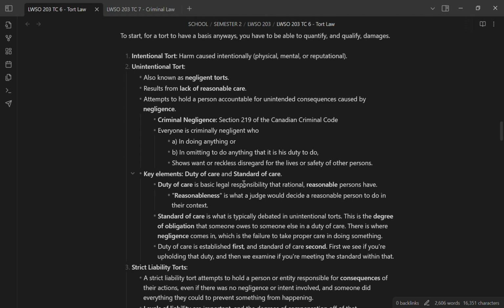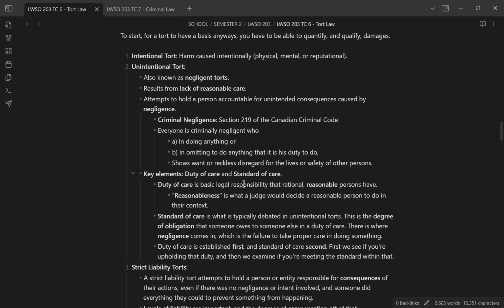Let's dive a little bit deeper into that. The key elements of negligent torts or unintentional torts are duty and standard of care. Your duty of care is a basic legal responsibility that rational, reasonable persons have. For example, in Calgary, it would be shoveling your sidewalk. We have laws saying that you have to shovel your sidewalk. So your basic legal responsibility is that you do shovel your sidewalk, the legal responsibilities that a rational, reasonable person would have.